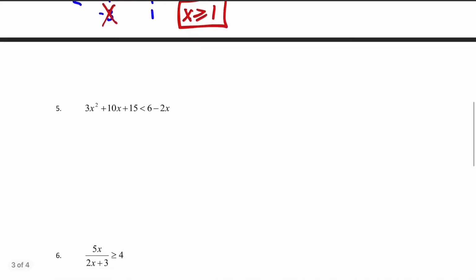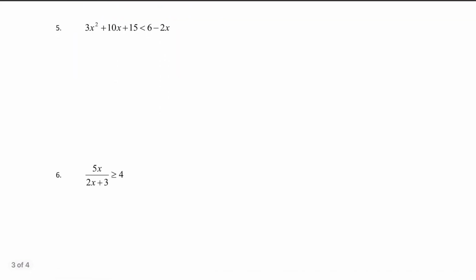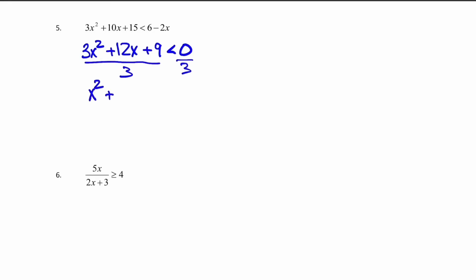Okay, moving on. Example 5. Again, an algebraic solution. The first thing I want to do is move the terms on the right over to the left. This is going to give me 3x squared. 10x plus 2x is going to be plus 12x. Subtract 6, and that's going to give me plus 9. It's less than 0. Now, once again, if you notice, there is a GCF. I can divide 3. So I'm going to divide both sides of the equation by 3. And I get x squared plus 4x plus 3 is less than 0, which is a lot easier to factor. X plus 3, x plus 1 is less than 0.